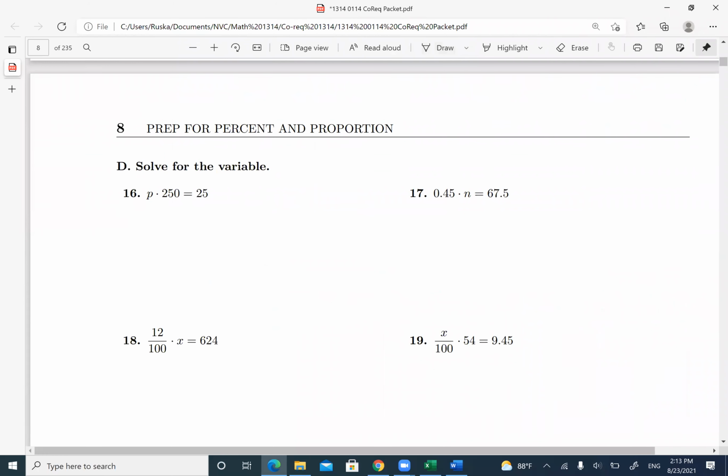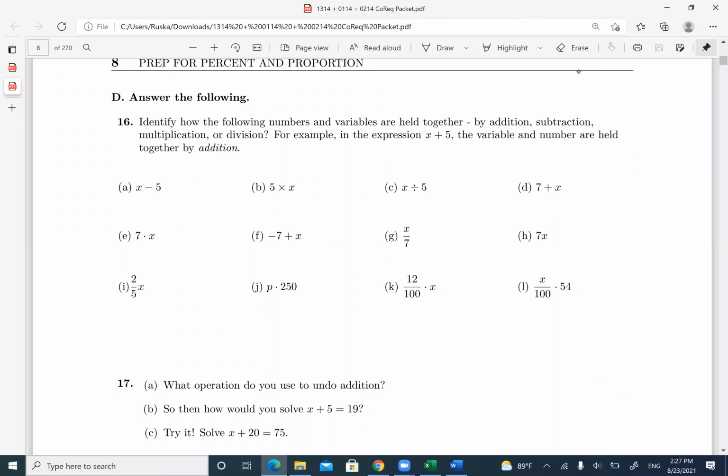So the next one is going to be solve for the variable. Okay, so the next one, we have to identify how the following numbers and variables are held together by addition, subtraction, multiplication, or division. So you have to identify what is the operation between them. For example, in the expression x plus 5, the variable and the number are held by addition.